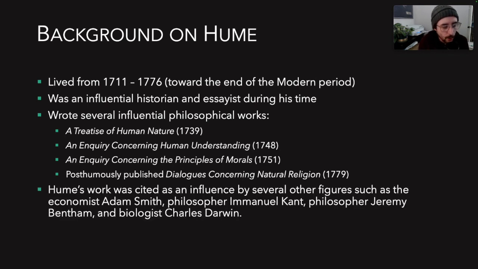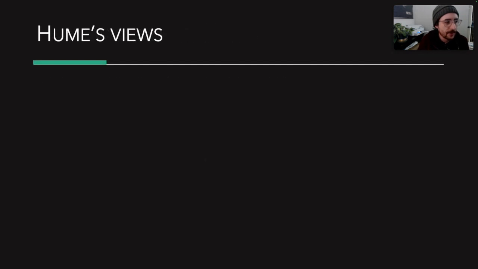But Hume's philosophical work was also cited as an influence for several other figures after him, such as the economist Adam Smith. The philosopher Immanuel Kant said that Hume awakened him from his dogmatic slumber. Philosopher Jeremy Bentham, one of the founding figures of utilitarian ethical theory, was incredibly influenced by Hume's work. And even the biologist Charles Darwin cited Hume as a huge influence on his approach to the theory of evolution by natural selection. So what kind of views did Hume defend?